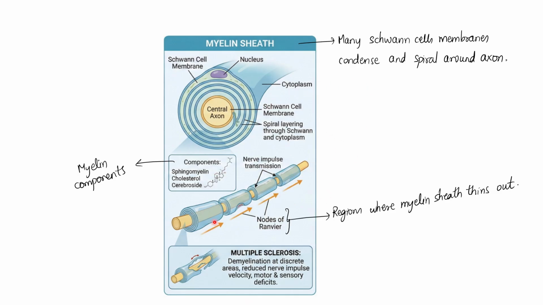And in between these condensations, there are some regions where the myelin sheath thins out. Those are called nodes of Ranvier. Here, the nerve impulse jumps from one node to another. That is how the nerve impulse transmits fast. And in diseases like multiple sclerosis, there will be demyelination at discrete areas which will reduce the nerve impulse velocity, resulting in motor deficits and sensory deficits.